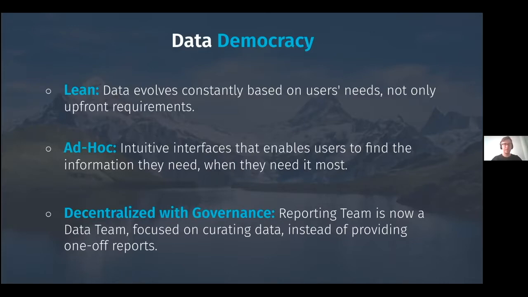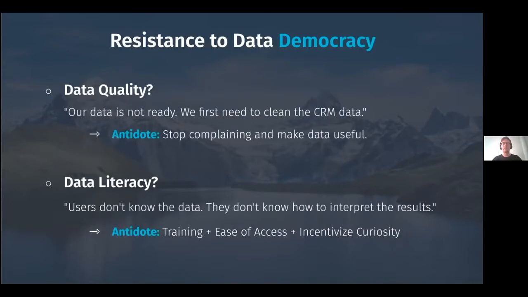So now, what are common kinds of things keeping us from reaching that? From one side, there is some kind of resistance to data democracy. One common one, famous, I think you've all known this, and not only for data democracy but in general for any kind of data project, is data quality. Oh no, data is not ready. Let's clean the CRM first before we can do anything, right?